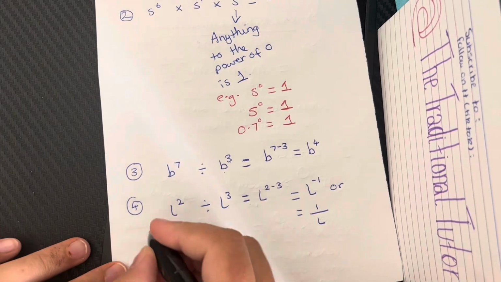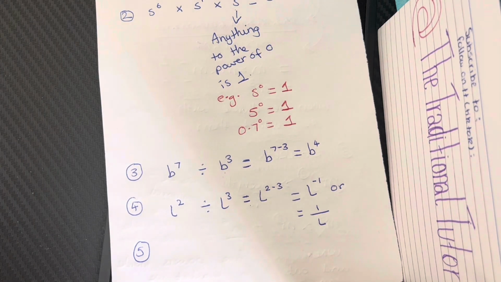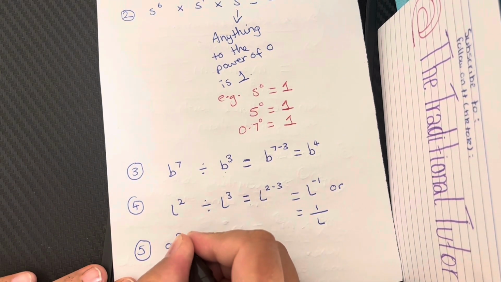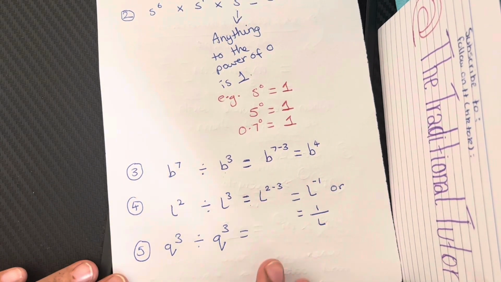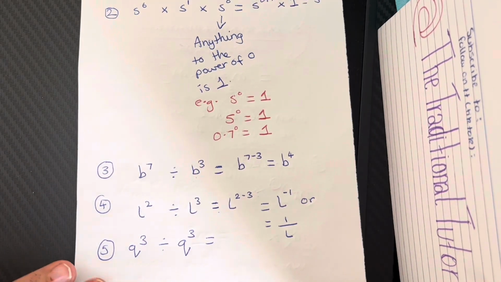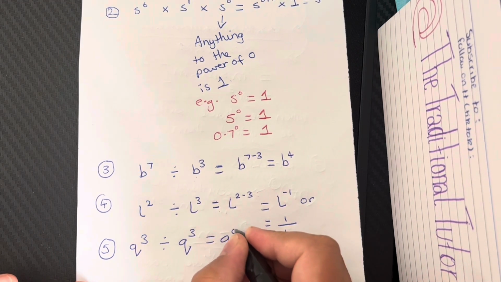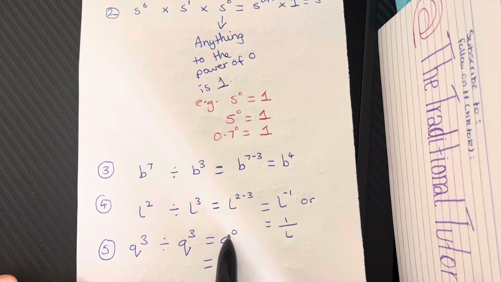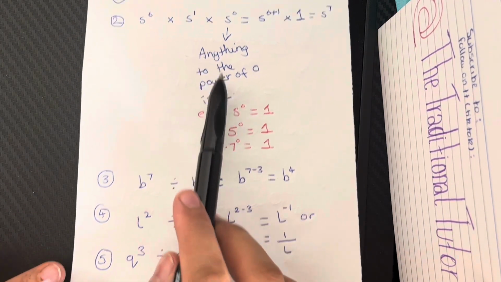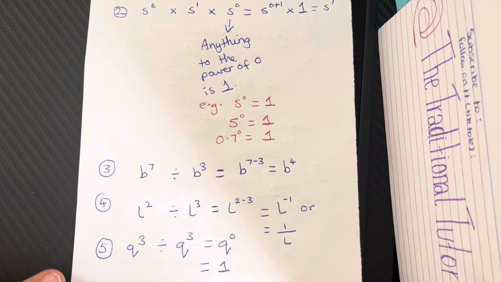Okay, and then we've got example 5, which is q cubed divided by q cubed, okay? And again, according to the laws of division with indices, we're going to subtract the powers, so that just leaves us with q to the power of 0, which remember we previously said that anything to the power of 0, okay, is equal to 1, so the answer is just going to be 1, okay?